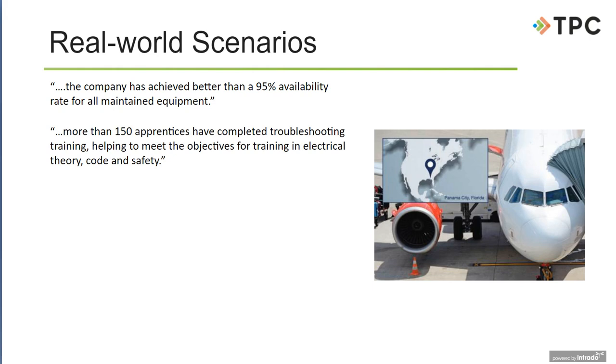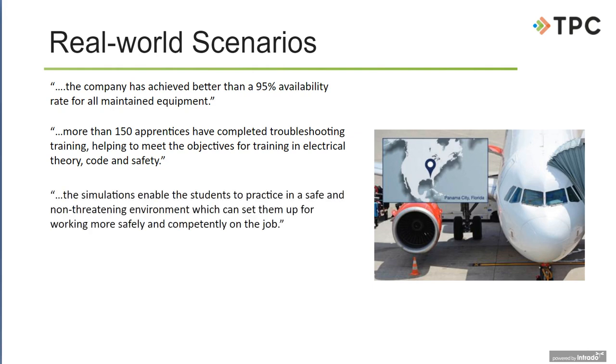And this is the at-scale issue in action. So more than 150 apprentices have completed troubleshooting training, helping to meet the objectives for training in electrical theory, code, and safety, right? We know safety, we know electrical code, we know electrical theory is important, but sometimes we forget that many people need to learn that. And I just want you to think about what it might take to get 150 apprentices through a classroom, right? With, let's say, 2 apprentices per shift, per facility, whatever. It's just no easy task. Digital learning makes the logistics of that a little bit smoother.